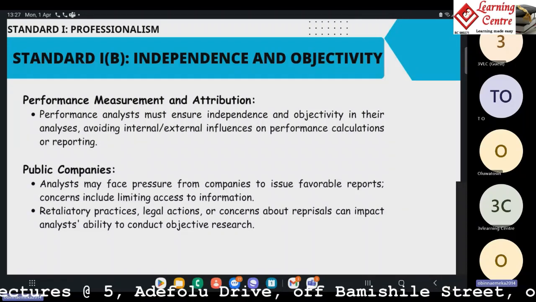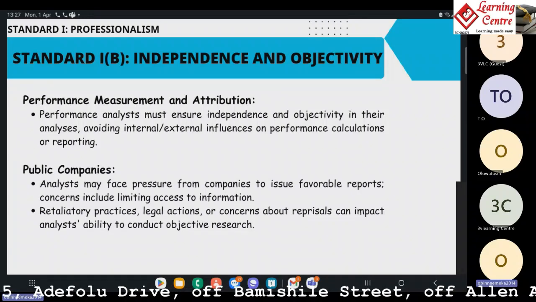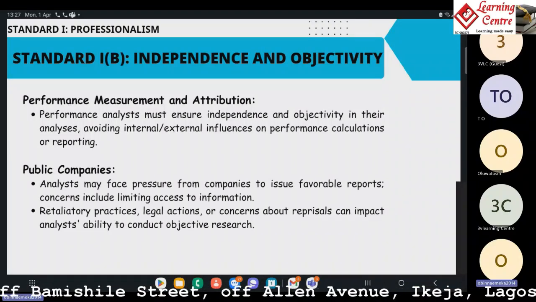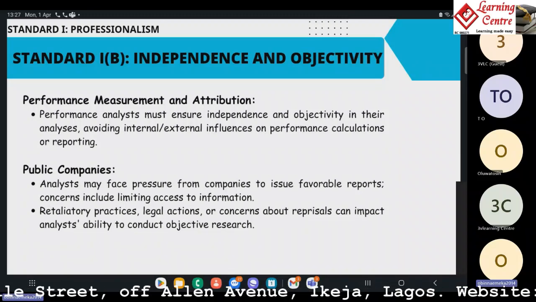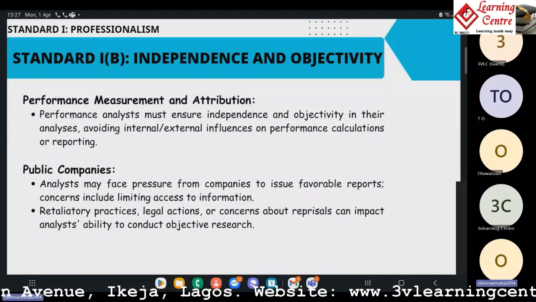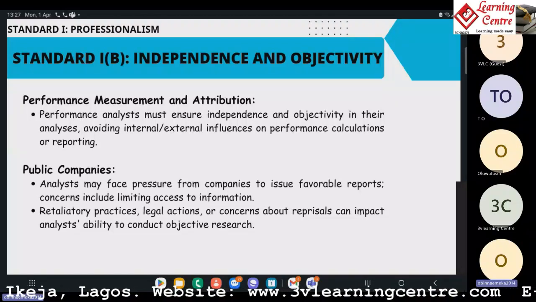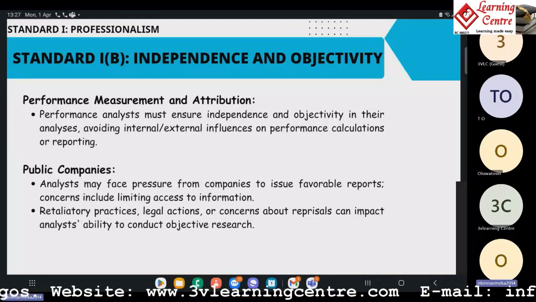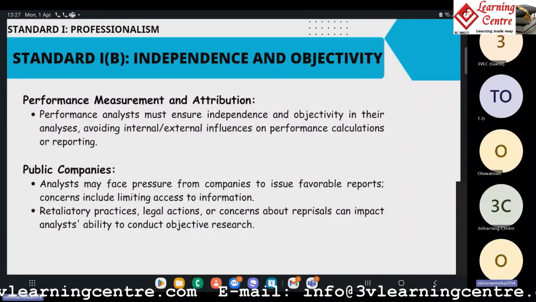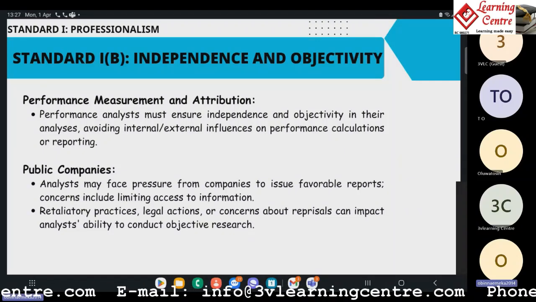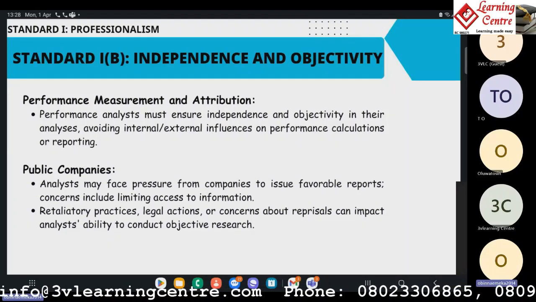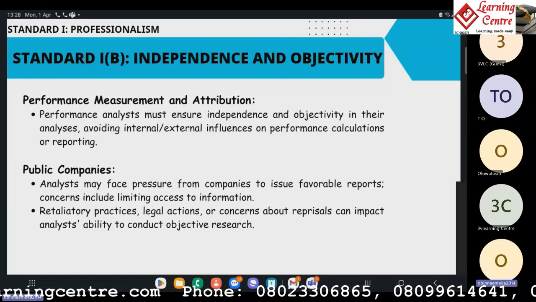Sometimes analysts are even afraid to issue research that is not favorable because of possible retaliatory practices they might face from these companies. Some of the companies might even limit you from accessing information to value them. Some of them might even take legal action. There are many things these companies can do. Because of that, analysts might not feel free to issue an adverse report on this kind of company, and it can make it difficult for them to conduct the comprehensive research needed to make an objective recommendation, once the companies start limiting access to information and taking legal actions on the analyst. I hope we're together.